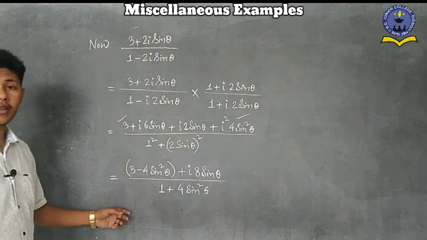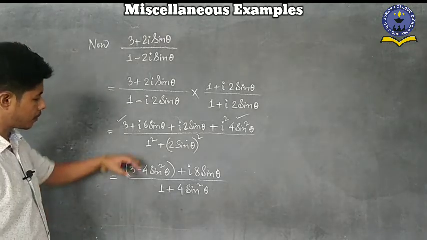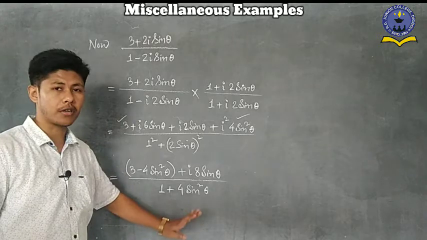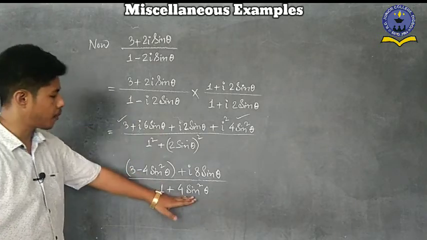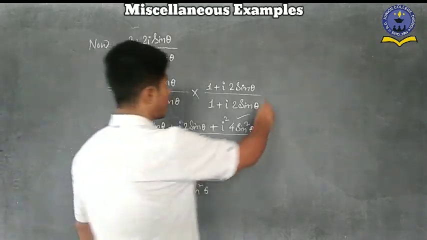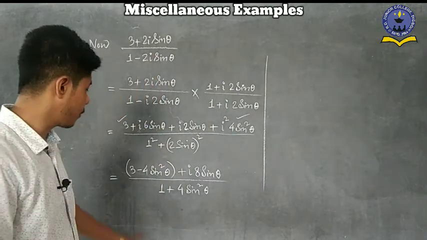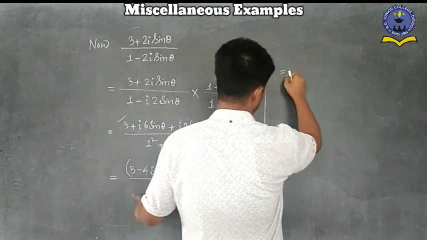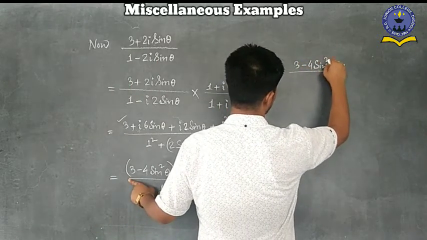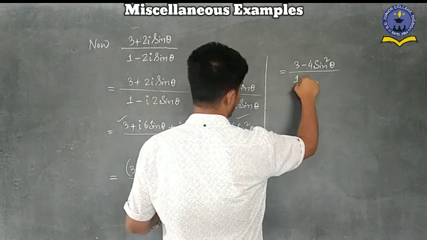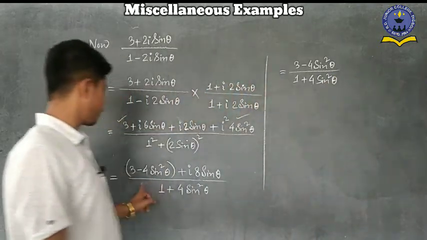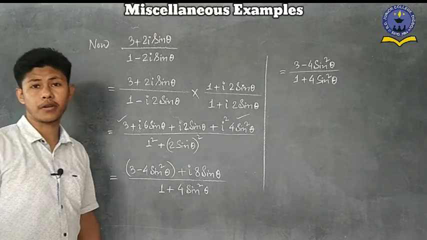So now if we rearrange the result in the form of a plus ib, so this one is the real part and this one is the imaginary part, and 1 plus 4 sin square theta in denominator we get. So this real part divided by 1 plus 4 sin square theta, this imaginary part divided by 1 plus 4 sin square theta. And if we write this here, then what you have to write? This one you have to write 3 minus 4 sin square theta divided by 1 plus 4 sin square theta, is not it?